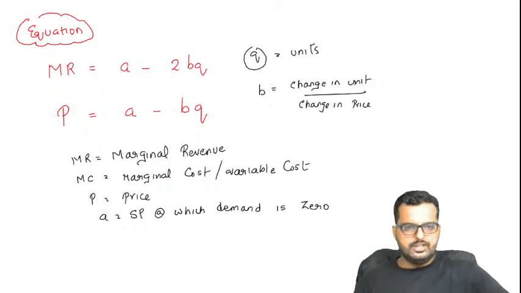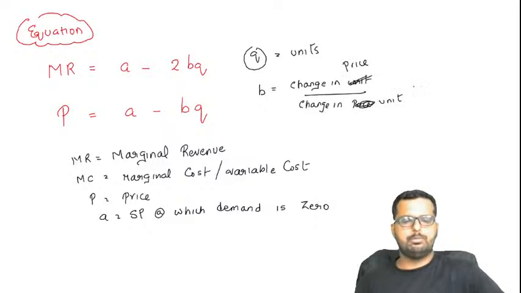Friends, sorry, the other way around. It's change in price divided by change in unit. How much is the change happening in the price for every 1% change in the unit?